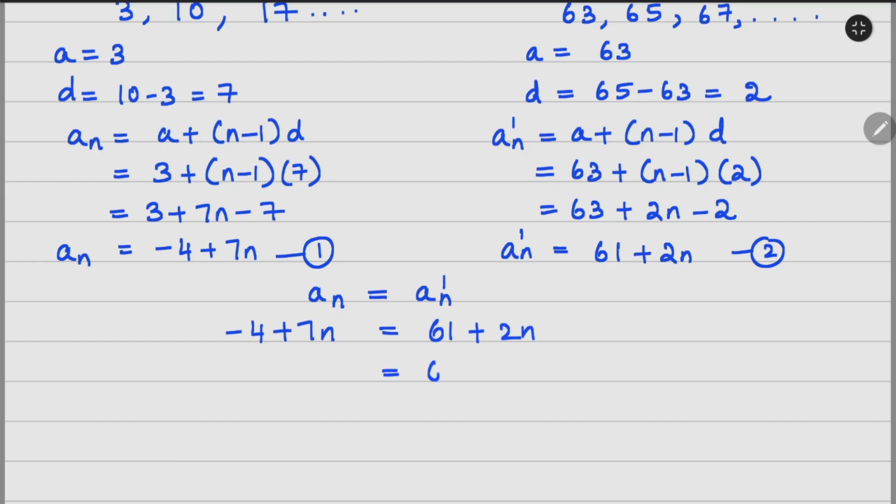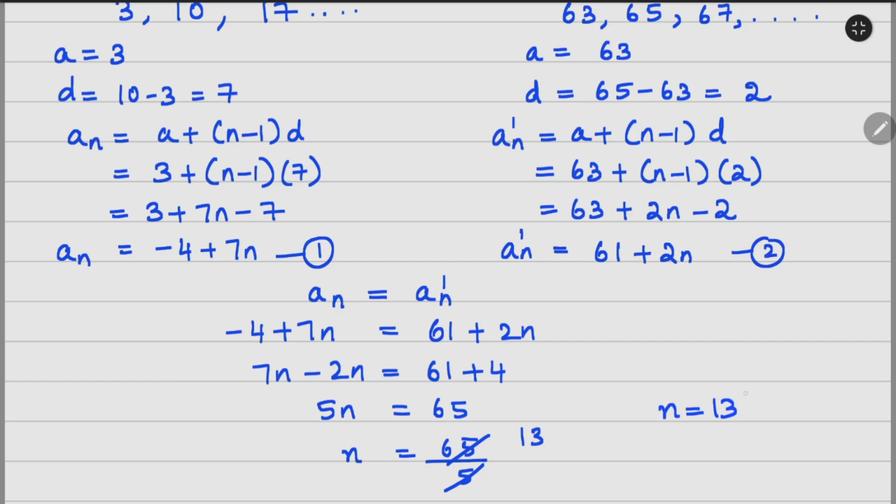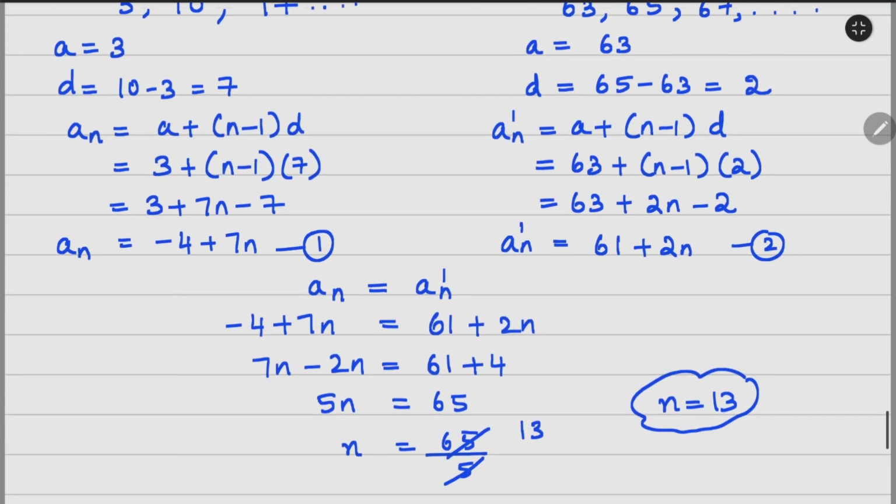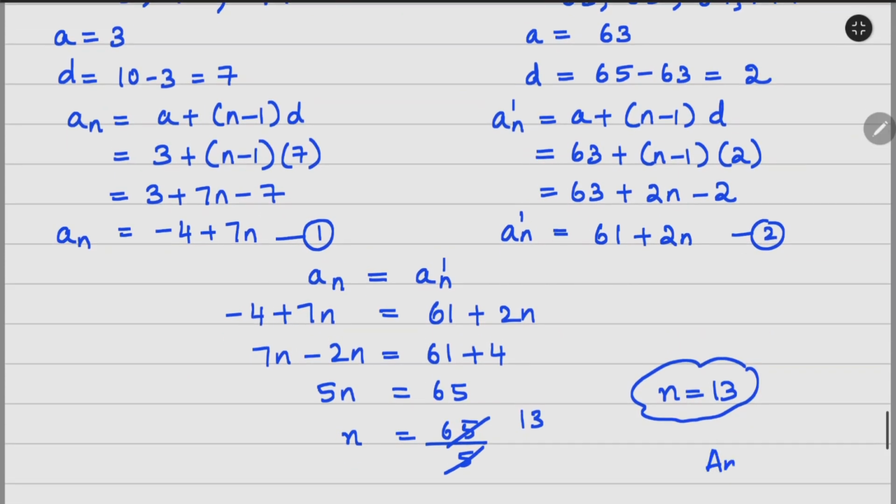Let's solve it. So here you have 61 minus 4 would go to the RHS, will become plus 4. Here you have 7n minus 2n. 7 minus 2, it's 5n is equal to 65. So n is nothing but 65 divided by 5. So you have 5 ones are 5, 5 threes are 15. So n is equal to 13. It's the 13th term of both the APs whose values are equal. Okay, so that's your answer.